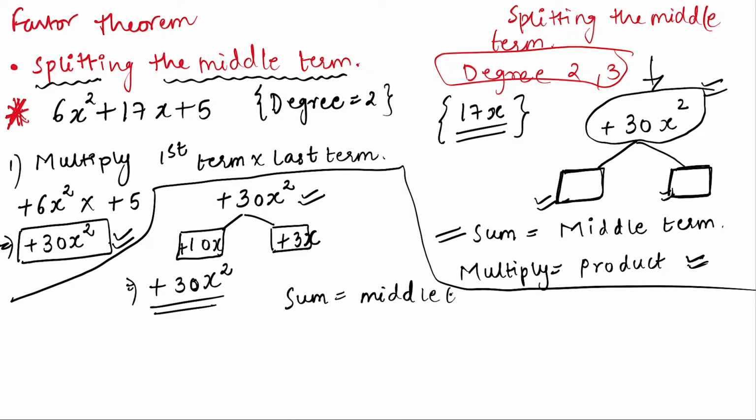Now when I add them, 10x plus 3x, are they giving us the middle term? Middle term is here, 17x. Are they giving us 17x? No. It means we are not going to take 10x and 3x as a pair over here. We are going to select any other two numbers which will get us plus 30x square as product and sum as the middle term.